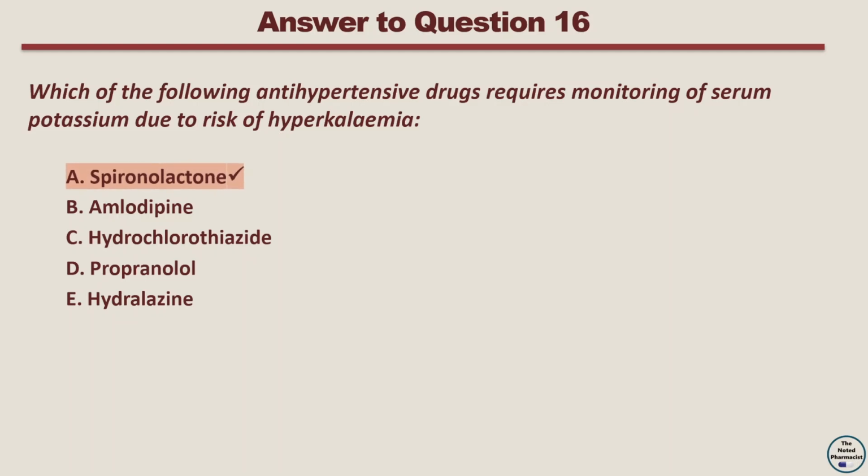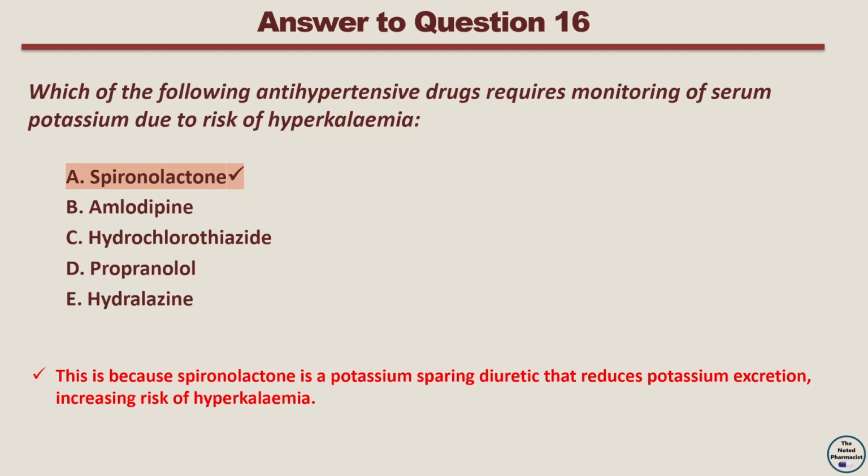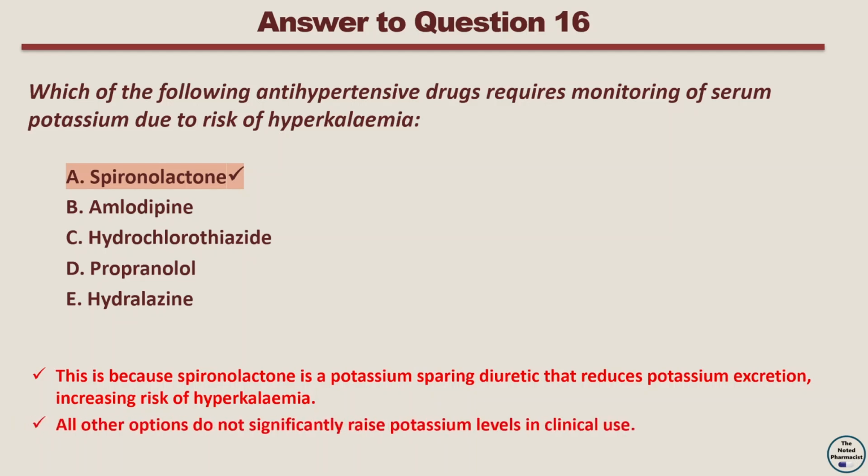The correct answer is option A, spironolactone. This is because spironolactone is a potassium-sparing diuretic that reduces potassium excretion, increasing risk of hyperkalemia. All other options do not significantly raise potassium levels in clinical use.